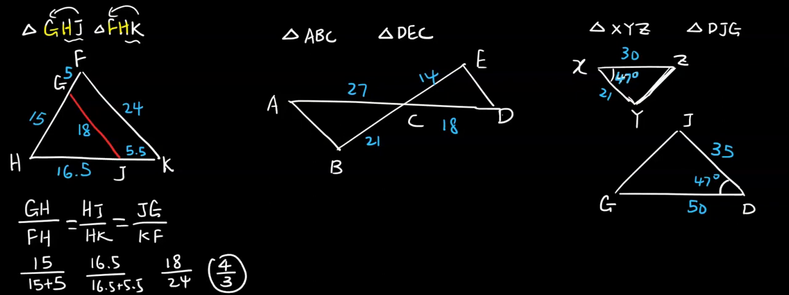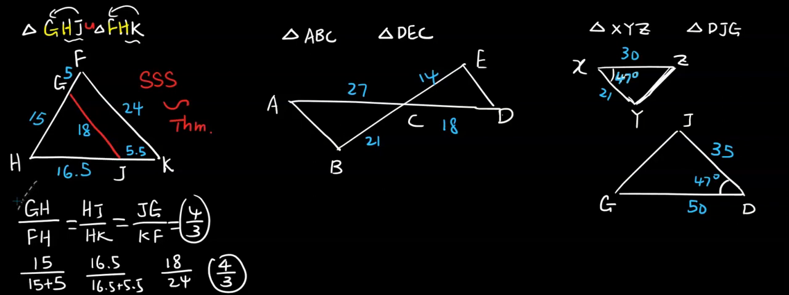So yes, they carry 4 to 3. 4 to 3, same ratio. So they have this proportional relationship. Therefore, we say yes, these 2 triangles are similar. By what kind of rule? By side similarity theorem. Okay, that is our question 1.